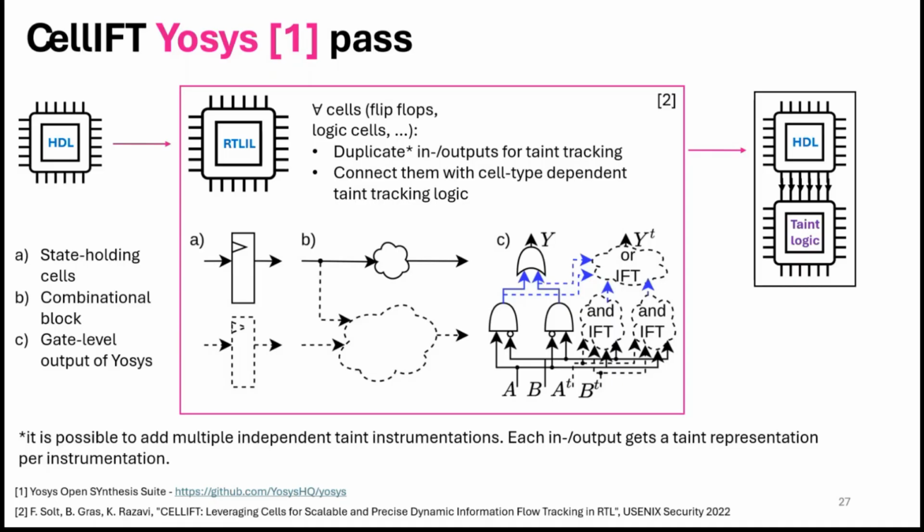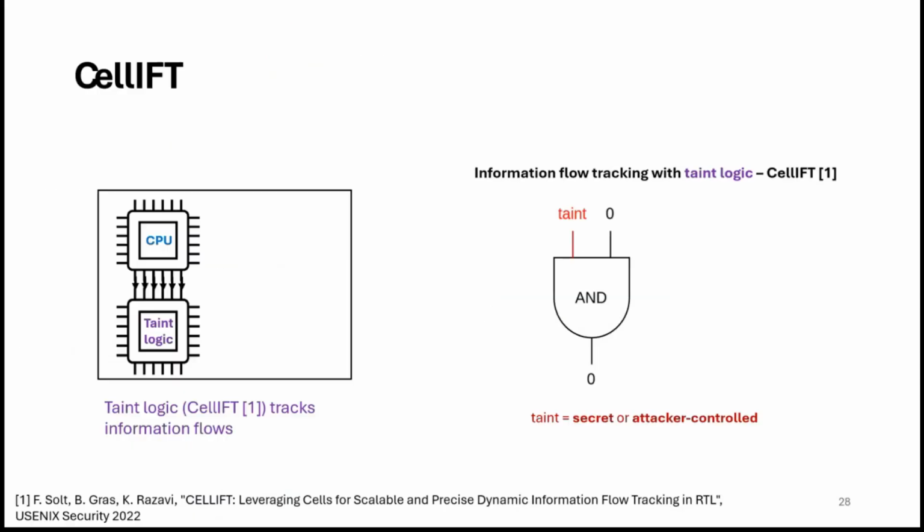CellIFT is implemented as a Yosys pass, and it duplicates the whole design. Every state is duplicated. Every state bit has a taint bit corresponding to it. And then for every logic cell, it creates some logic that calculates how the information propagates through that logic cell. We then specify our CPU properties over this logic.